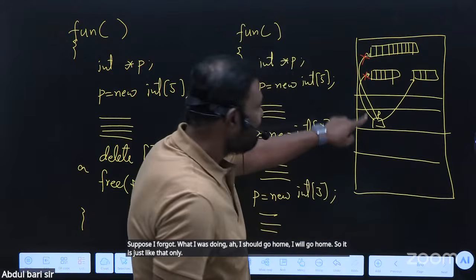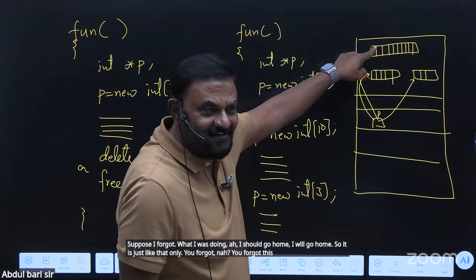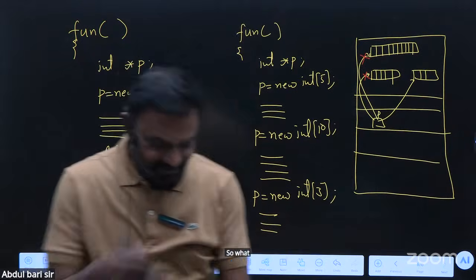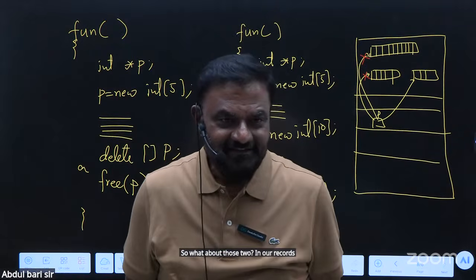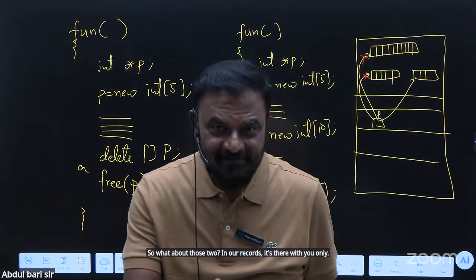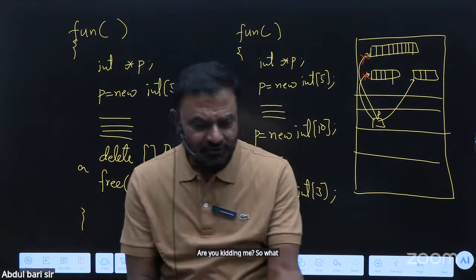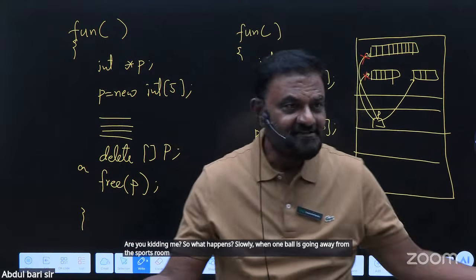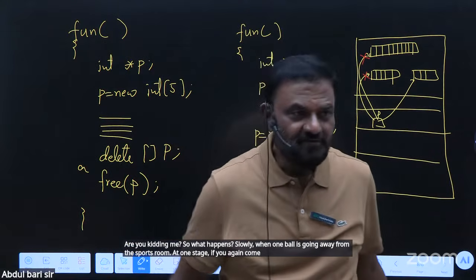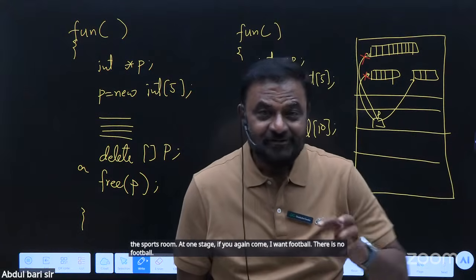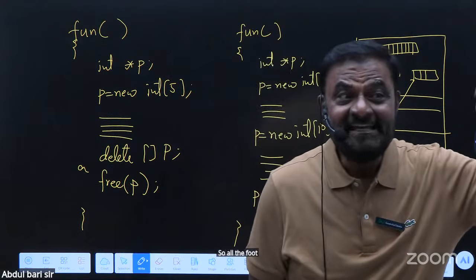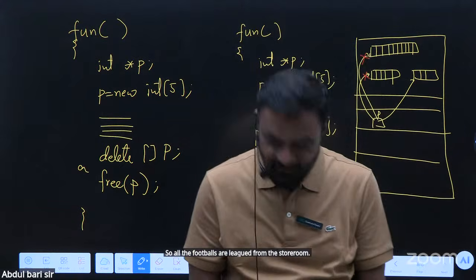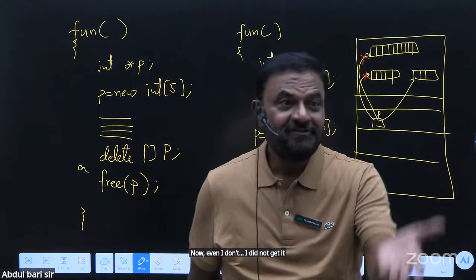You forgot this address. You don't have the address now. You only remember this one. So what about those two? In our records, it's there with you only. Are you getting me? So what happens? Slowly, one ball is going away from the sports room. At one stage, if you again come and say I want a football, there is no football. So all the footballs have leaked from the storeroom. Now even I did not get it back, and even you don't remember.